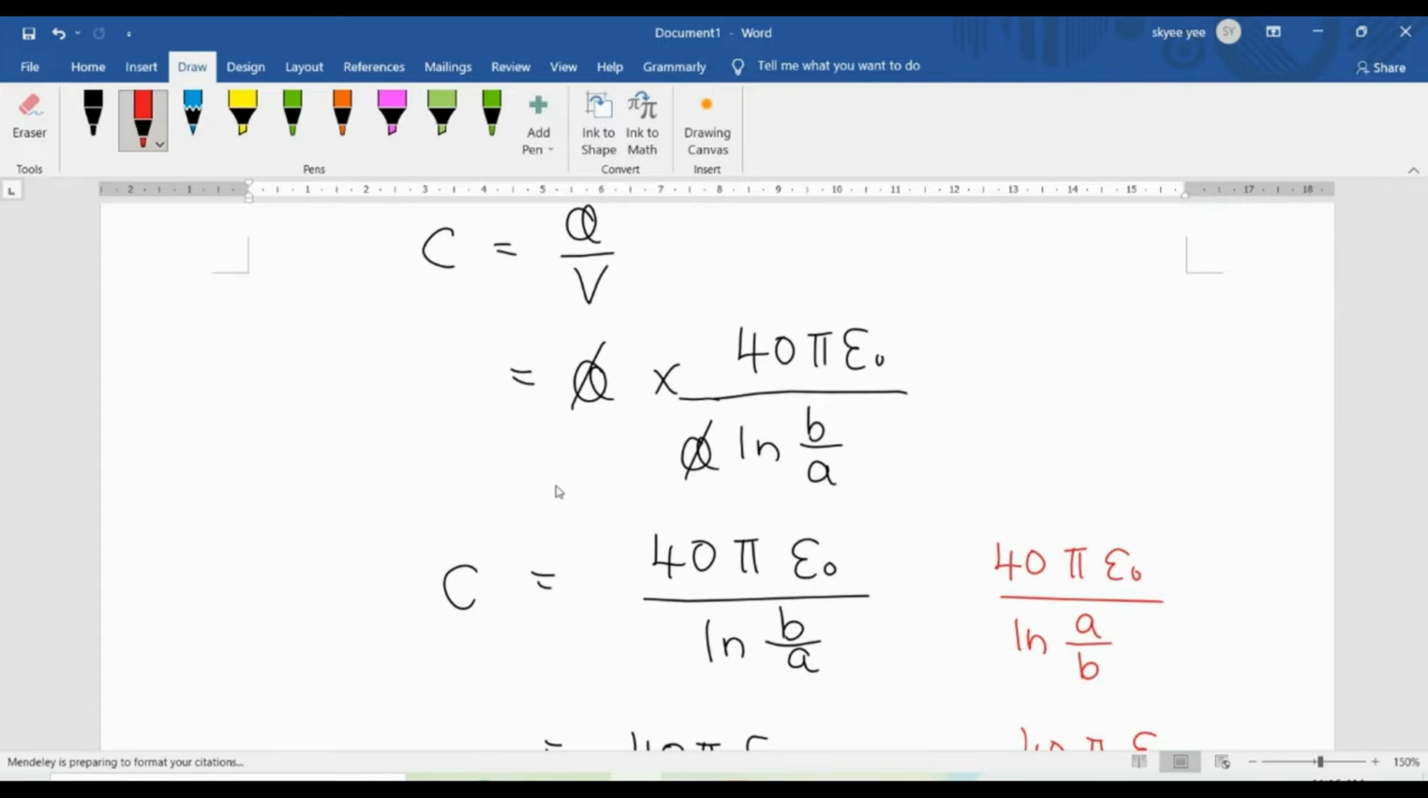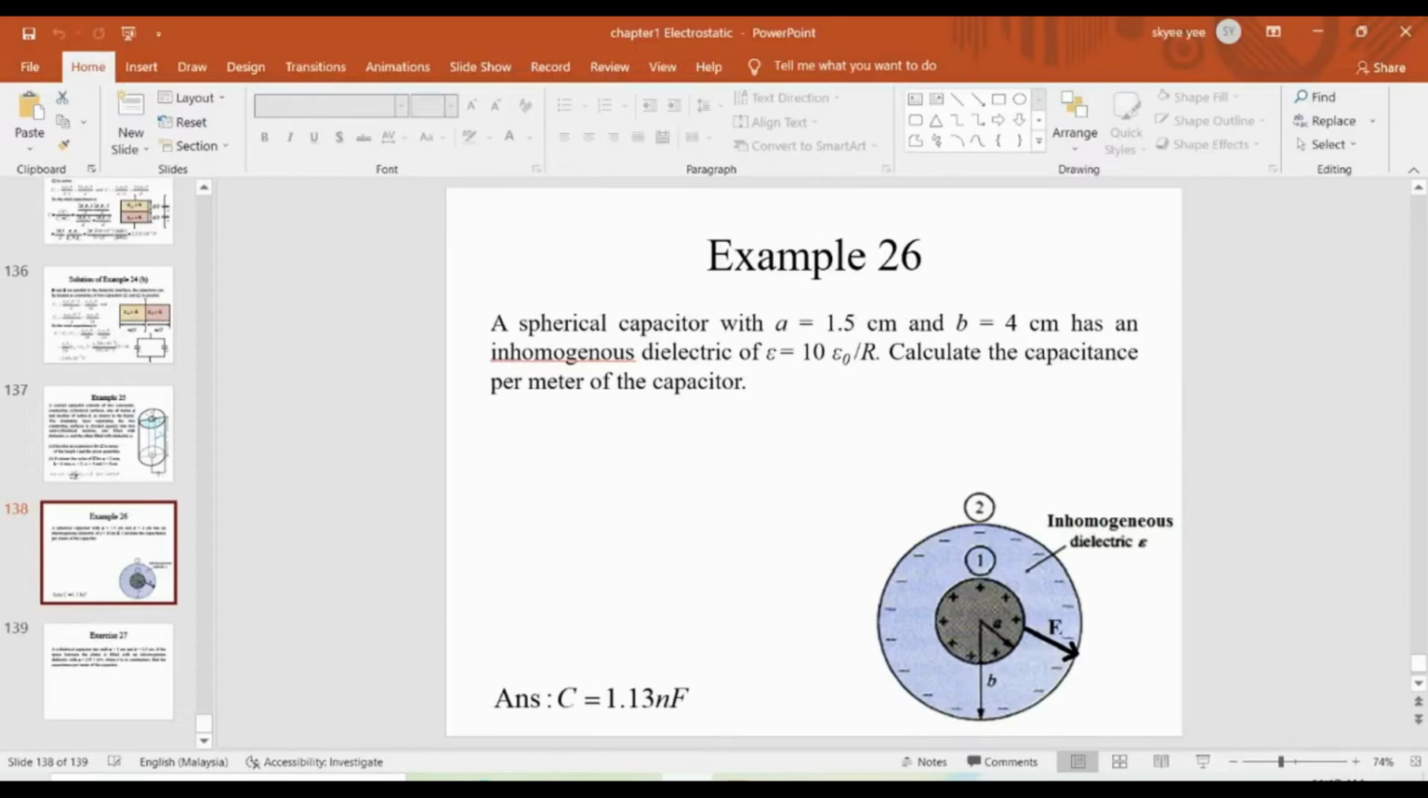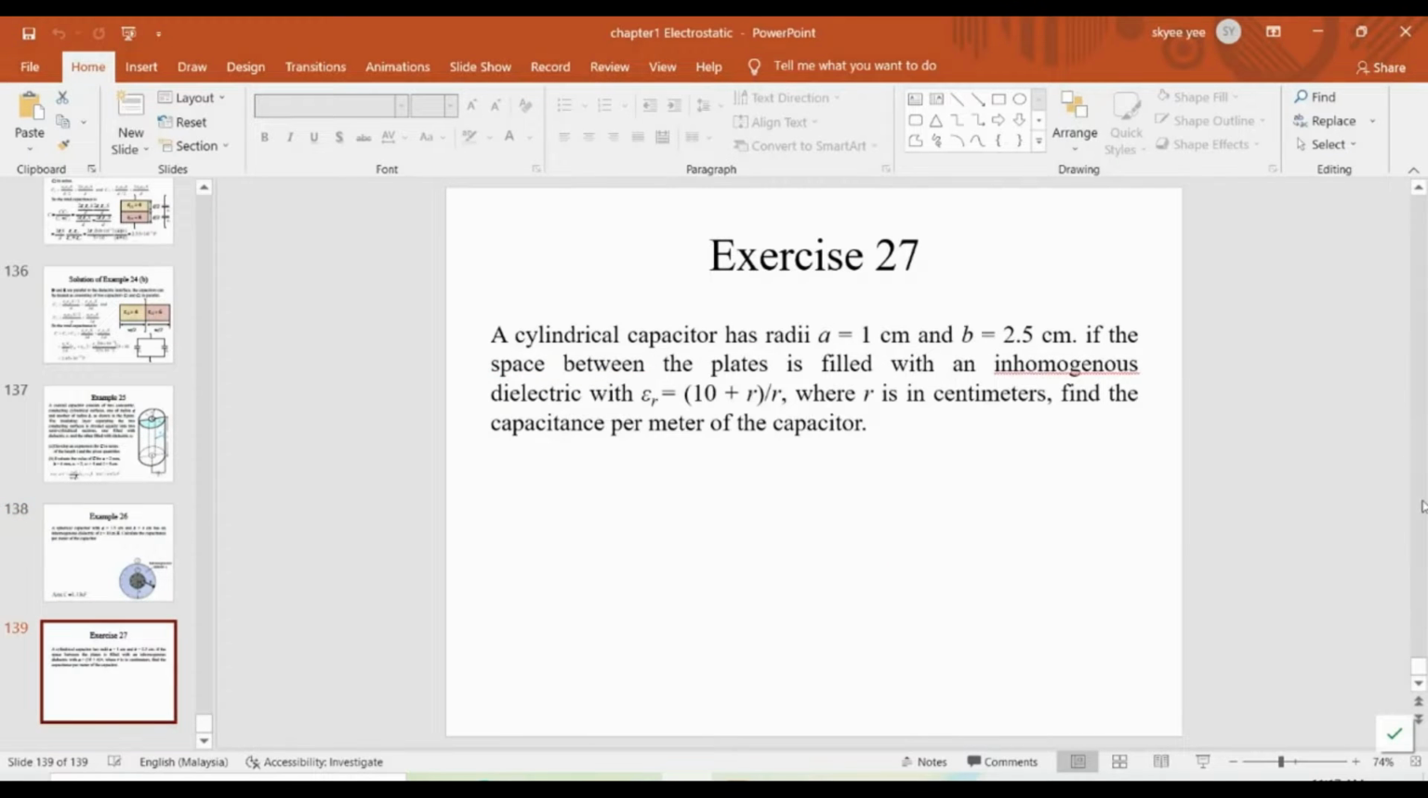What happens if in your equation of the C you have a negative? You can just ignore it, because after you replace the values, you will just take the magnitude only. Alright, clear? Any questions? Just ask me any question during tutorial session. If no questions, we'll move on to this one. Exercise 27.